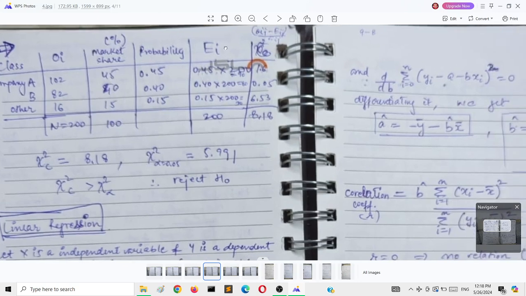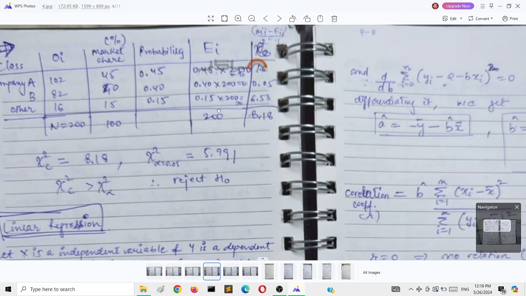Now we get the expectation Ei. Whatever the total value is, we will multiply with that. So the total value of the frequency is 200. We will multiply this with this probability: 0.45 multiplied by 200, we got some value. Then we multiply with 0.40, we got some value. Then we multiply with 0.15, and we got another value.